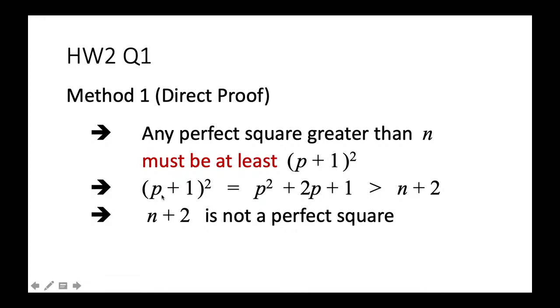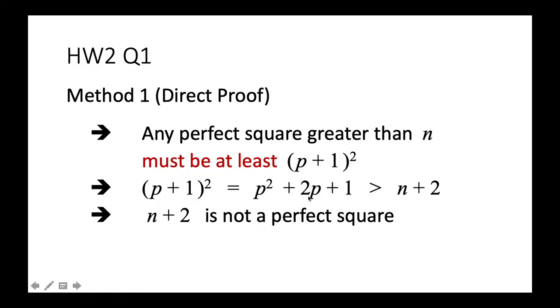And p plus 1 whole square turns out to be equal to p squared plus 2p plus 1. Recall that p squared is equal to n, and the remaining part is 2 times p plus 1, so it is at least 2 because p is a positive integer.